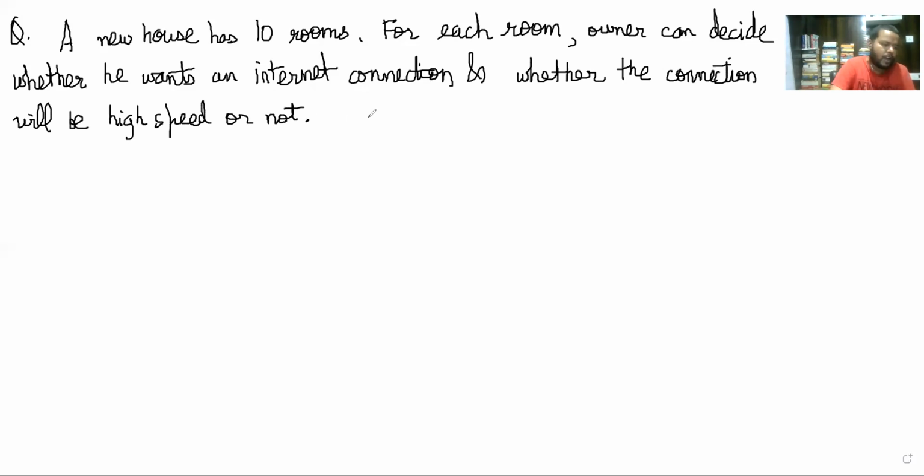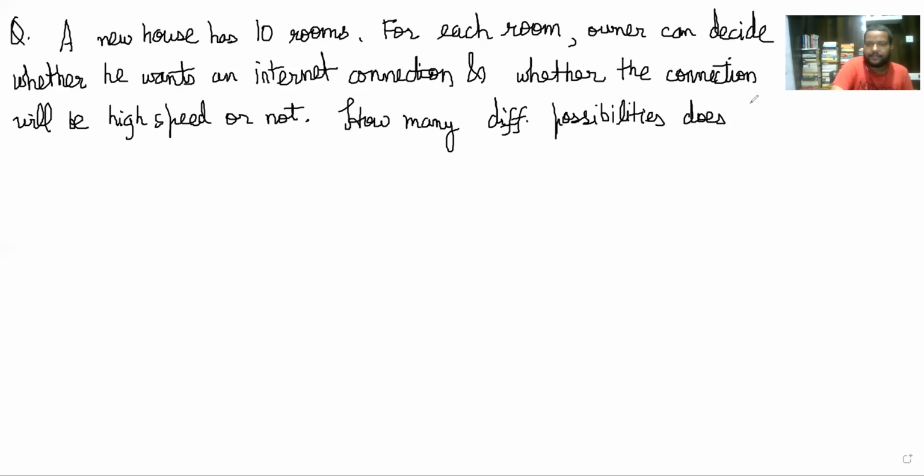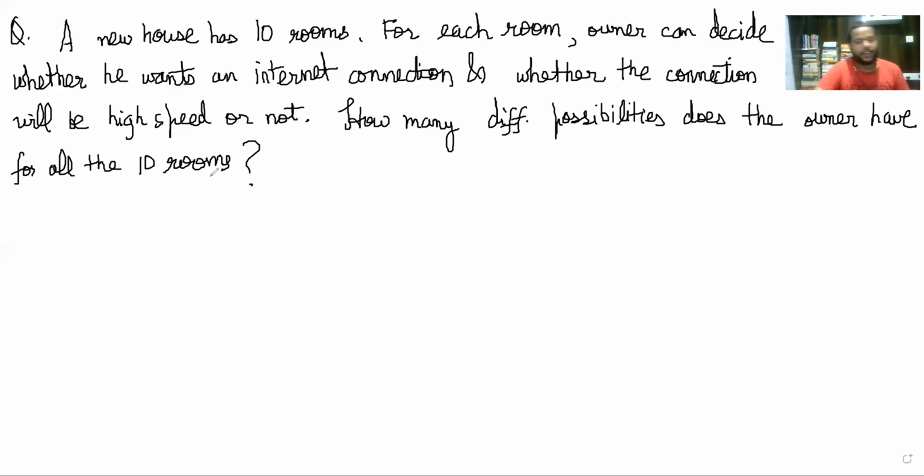Okay. How many different possibilities does the owner have for all the 10 rooms? That is the question, right? Now, I don't want to do a direct counting. What I will do is make the claim that the number of possibilities is 3 power 10. And how do I prove that claim? By constructing a function between two sets.